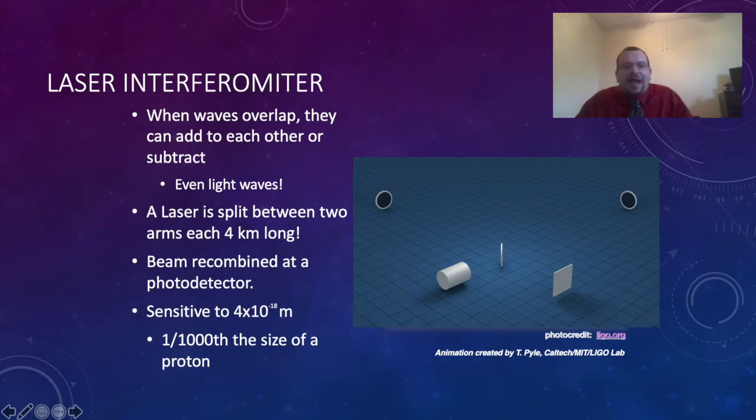So what we've got going on here is that a laser is split and then goes down each of the two arms, which are 4 kilometers long. And then the beams are recombined at a photodetector, and this is sensitive to 1/1000th the size of a proton. So this is way, way, way more accurate than I can understand how they did it. But they were able to engineer this and pull this off.